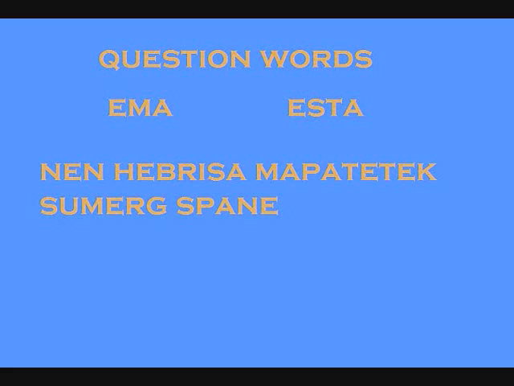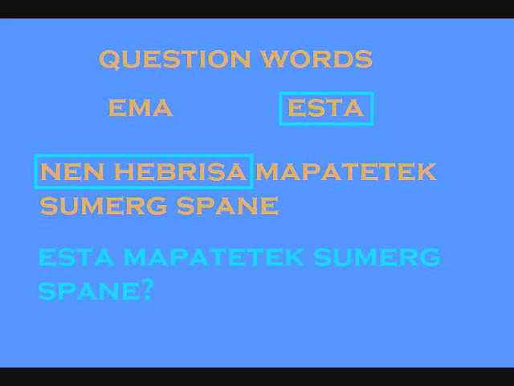Let's go noun by noun. Enhebrisa is a person, so we replace that with esta. Hebrisa is in the nominative, so we don't change esta. And it's already at the beginning of the sentence, so we don't have to move it. So our new sentence would be, Esta mapatetek sumerk spane, who threw a bird to a woman.